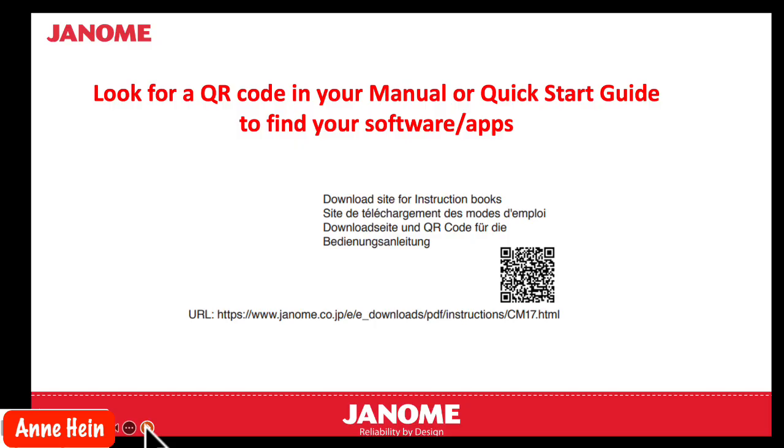So in the stuff that comes with your machine, you'll find these QR codes instead of CDs, which we used to have. In the QR codes, you can sometimes find your manual. Instructional videos are located in there. Some of the software that we have is located that way as well. So look for those in your quick start guide or in your manual itself where the accessories are. You'll find it there.